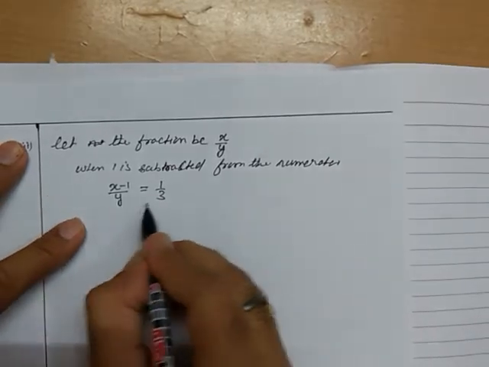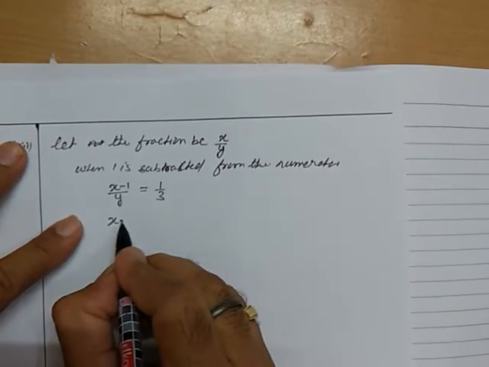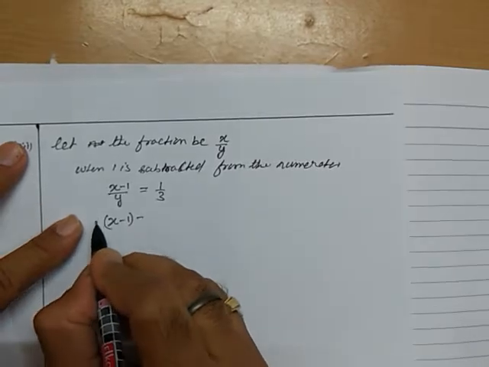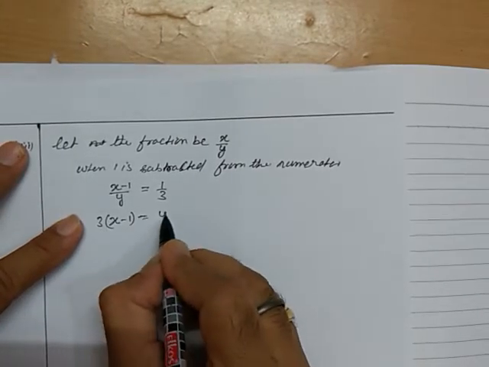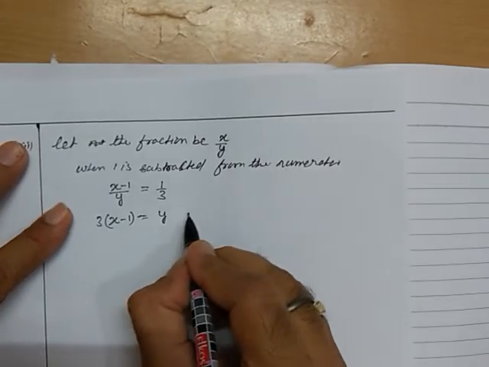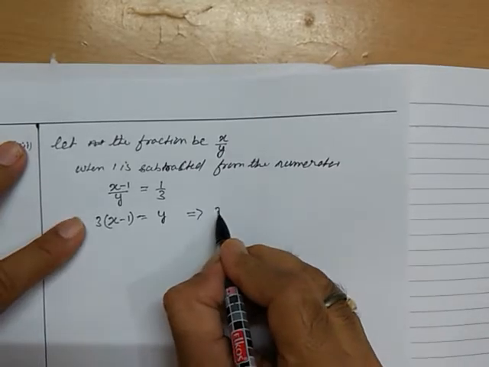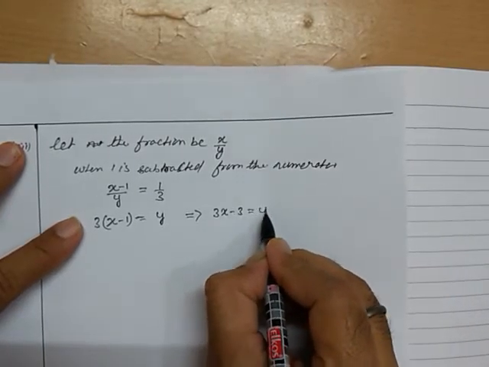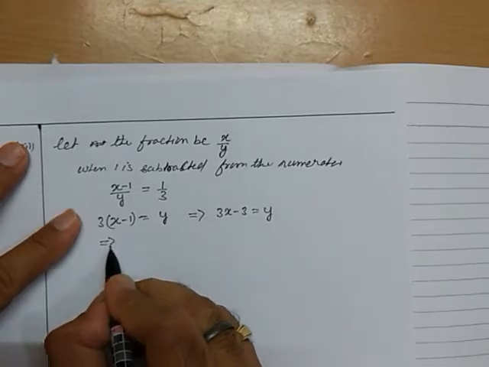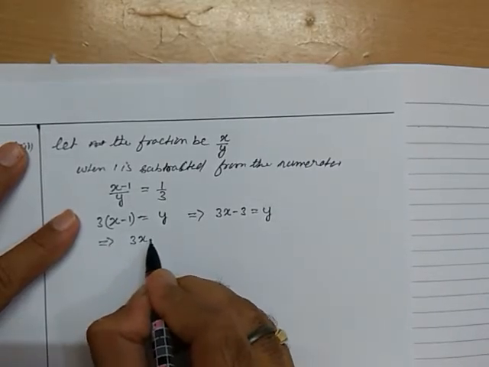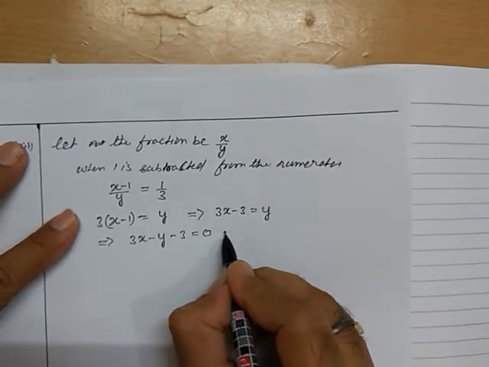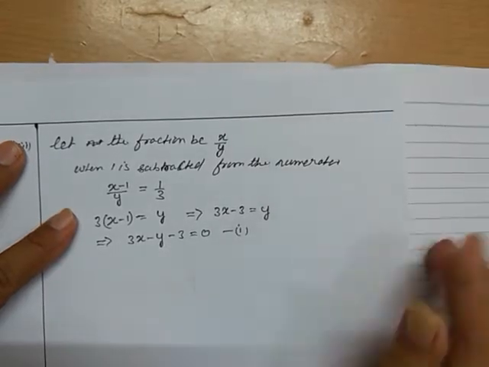So here when we solve it, we get x minus 1 into 3 is equal to y, and further when we solve it, this will become 3x minus 3 is equal to y, and finally we get the equation 3x minus y minus 3 is equal to 0. So this is the first equation which will be obtained.